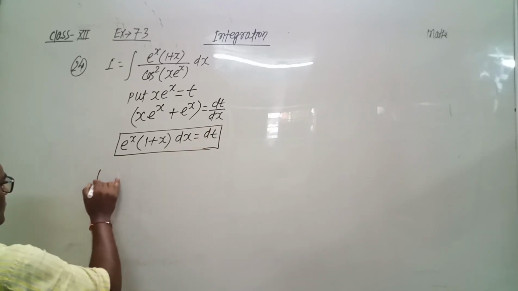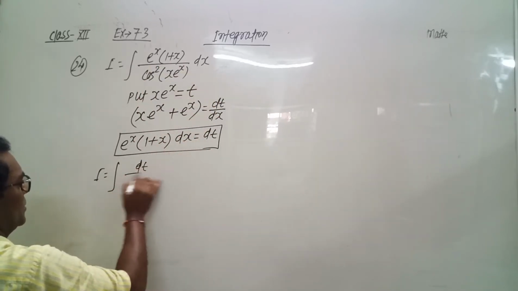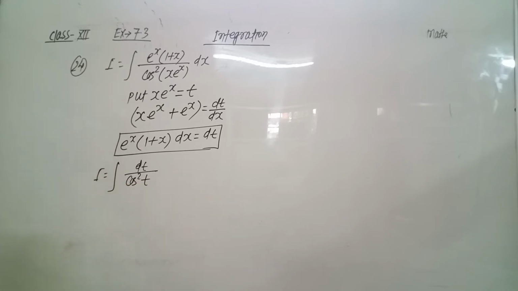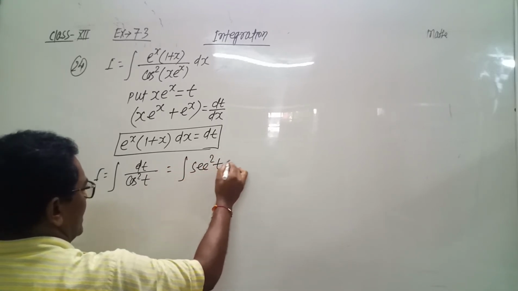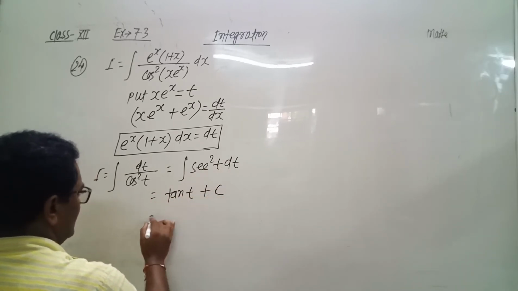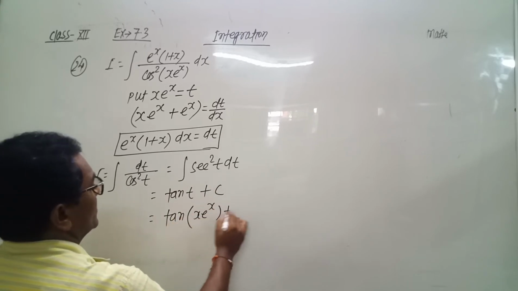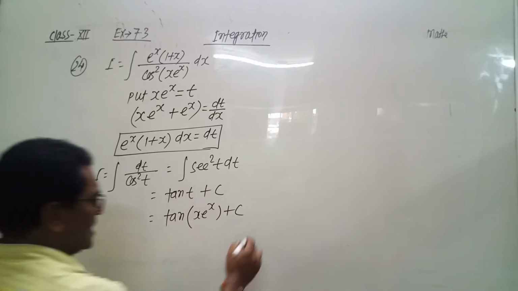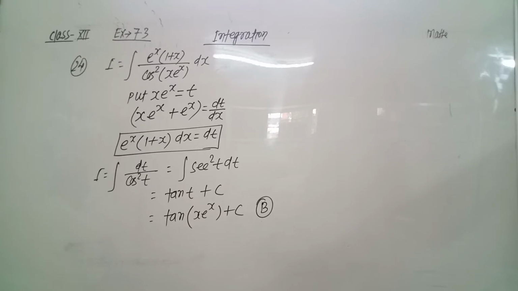So I equals integration. In place of this we can write dt upon cos square, and x into e raised to the power x we have substituted as t, so 1 by cos square t. It gives sec square t dt. And integration of sec square t is tan t plus c, and put the value of t. So tan x into e raised to the power x plus c, and the correct option is B. B is the correct option: tan x into e raised to the power x.